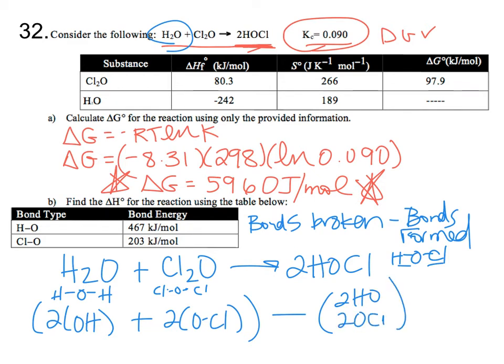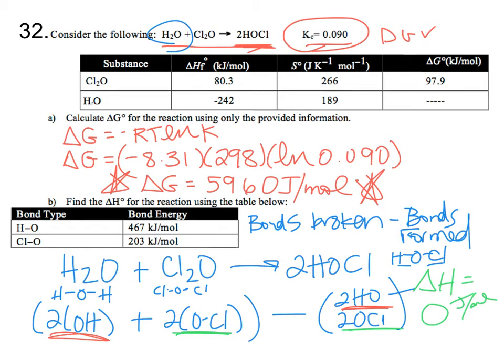Aren't we doing the same thing then? Aren't we making the same bonds that we're breaking? 2 OHs, 2 OHs. I'm going to change the color. 2 OHs, 2 OHs, right? Those cancel out. 2 OCls, 2 OCls. Wow. So our delta H is actually 0. 0 joules or kilojoules? It doesn't really matter, it'll be both. So I'll just go ahead and write joules. 0 joules per mole. Does everyone get that? We're breaking and making the exact same bonds, so no change in enthalpy.